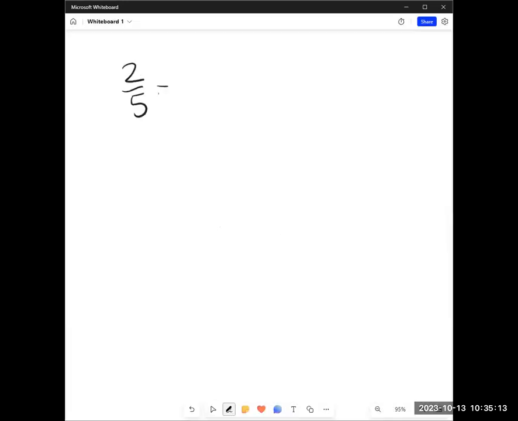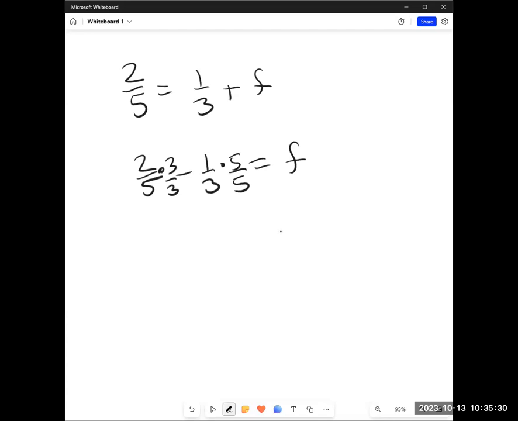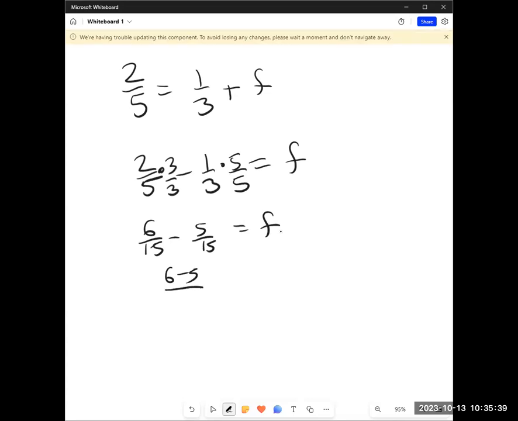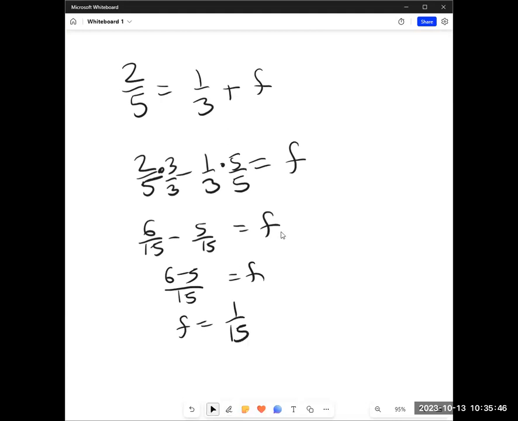Two fifths is equal to 1/3 plus f. So 2/5 minus 1/3 is equal to f. Multiply by 3 over 3 for the first fraction and 5 over 5 on the second fraction to make 6 over 15 minus 5 over 15 is equal to f. 6 minus 5 over 15 is f, so f is 1 over 15.